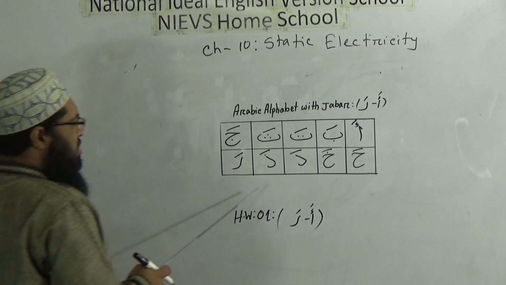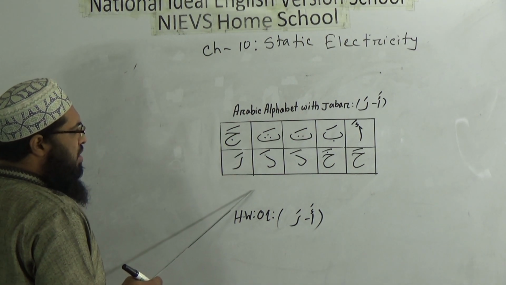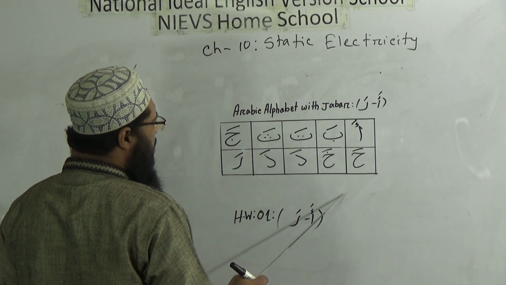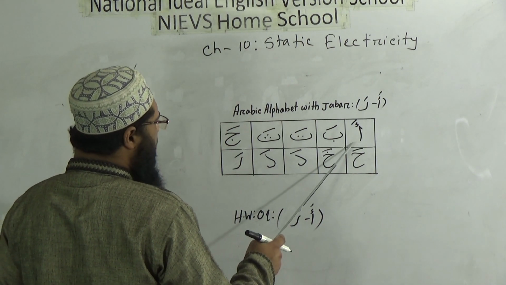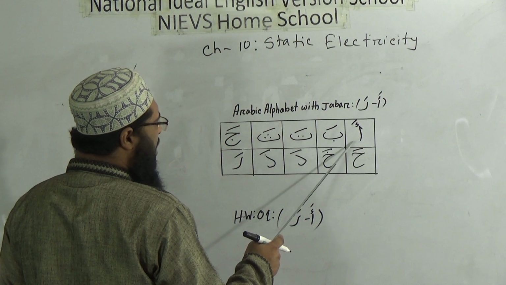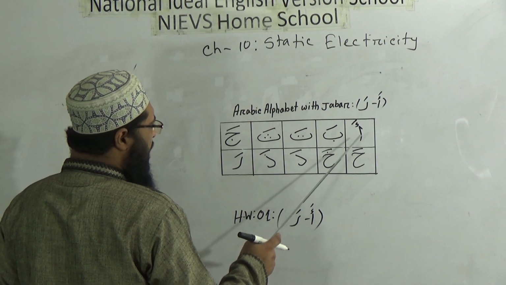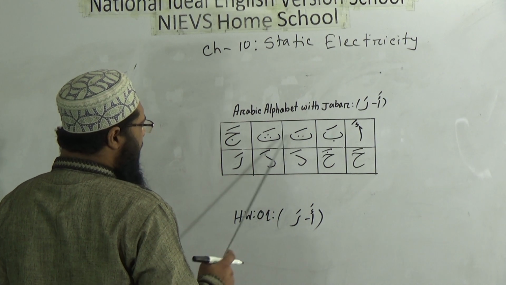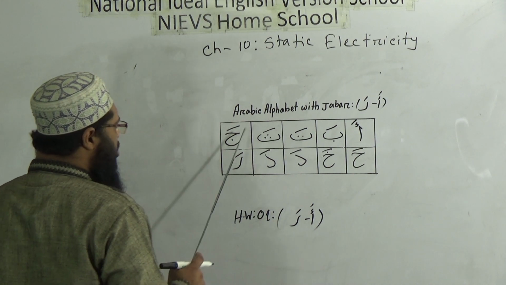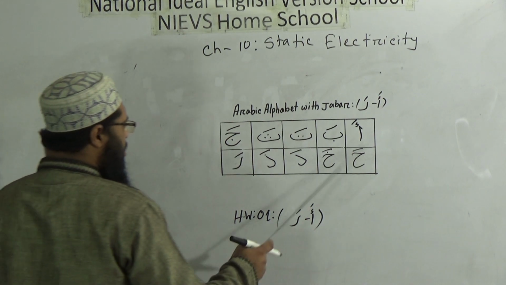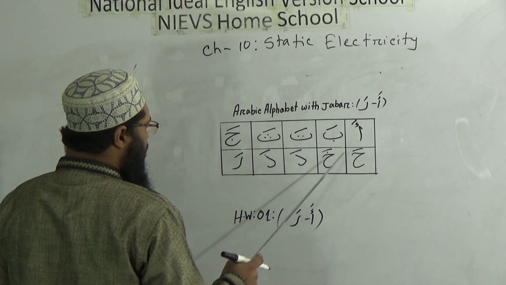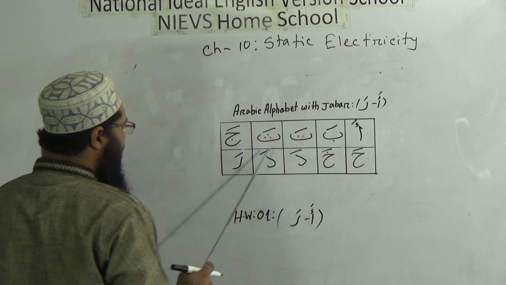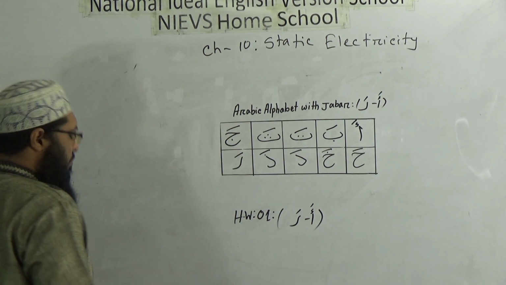Okay, my dear students, we have learned Arabic alphabet with Jabar. Now we will repeat once again. Now everyone read with me. Hamza zabar a, ba zabar ba, ta zabar ta, sa zabar sa, jim zabar ja, ha zabar ha, kha zabar kha, dal zabar da, zal zabar za, ra zabar ra.